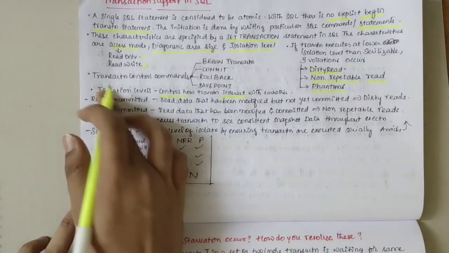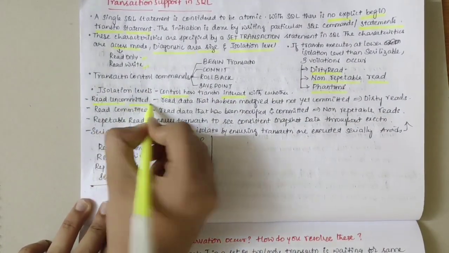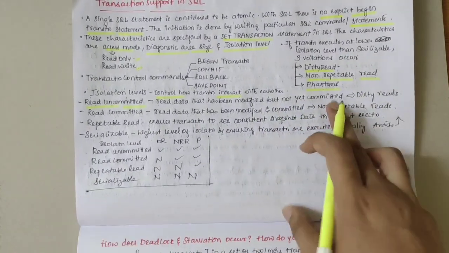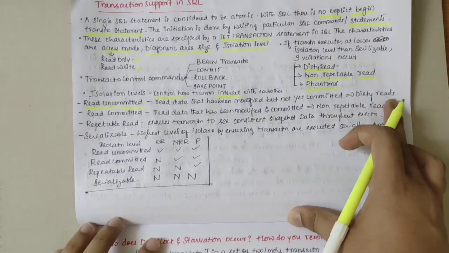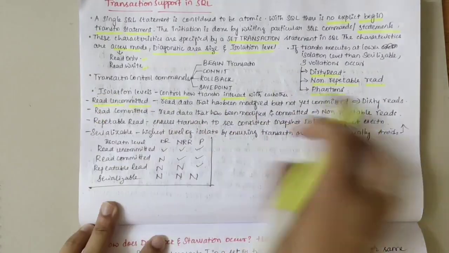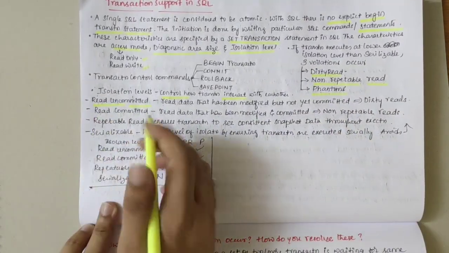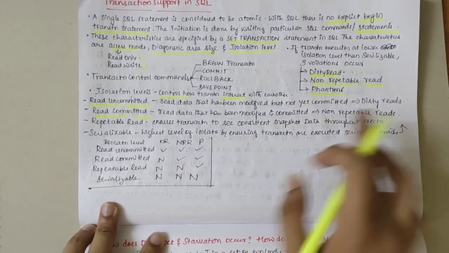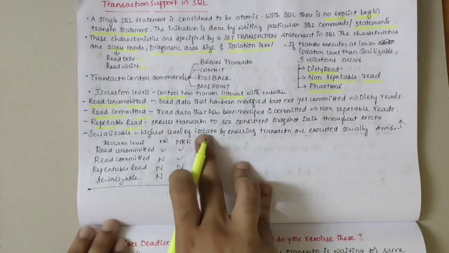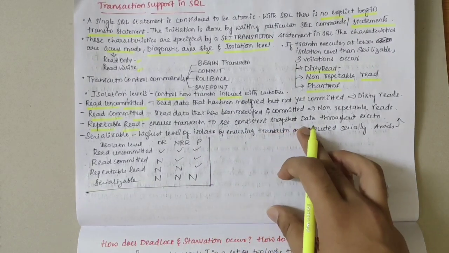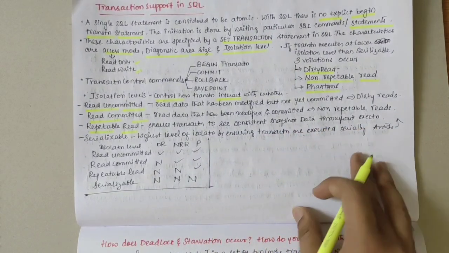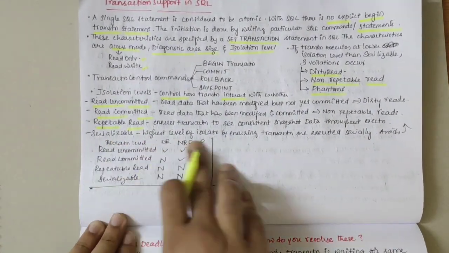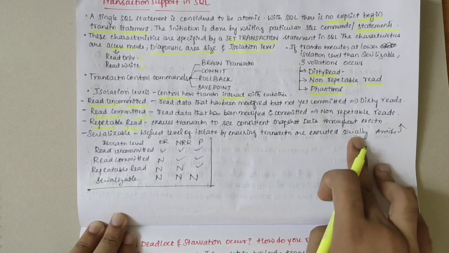So here we have the isolation level types. First is read uncommitted: read the data that has been modified but not yet committed. This reminds us of the dirty read situation, right? So the problem here is that dirty read will occur. Then in read committed, we read the data that has been modified and committed. So non-repeatable reads are occurring here. In repeatable read, we ensure the transaction sees a consistent snapshot of data throughout execution. So this is also not possible. Next, coming to serializable, the highest level of isolation, by ensuring transactions are executed serially.